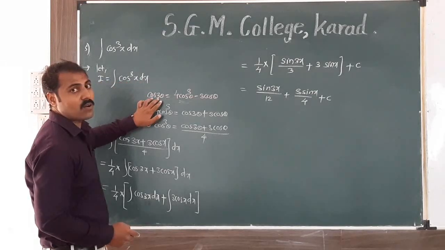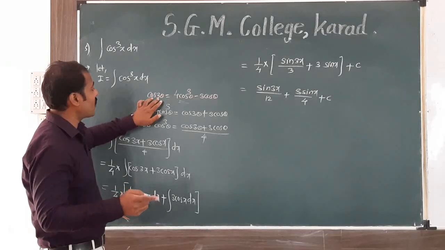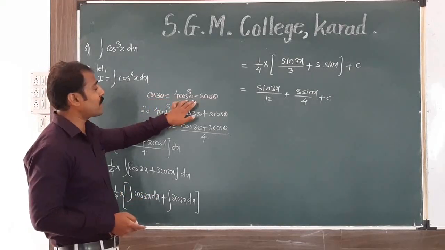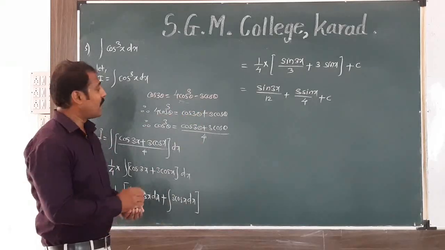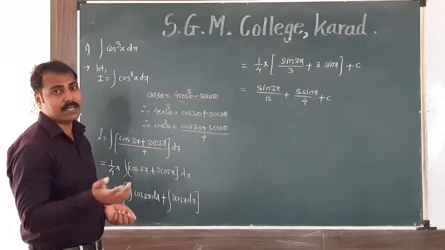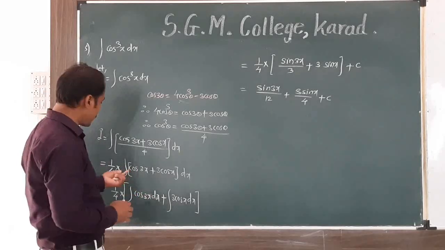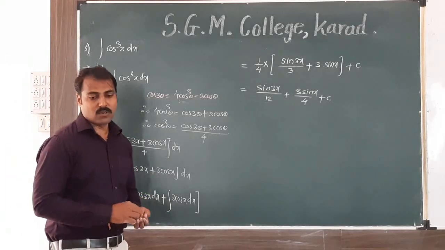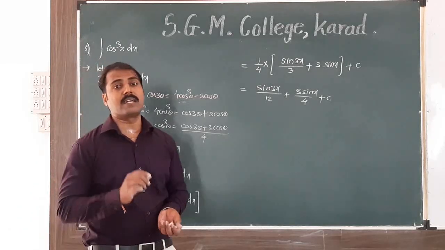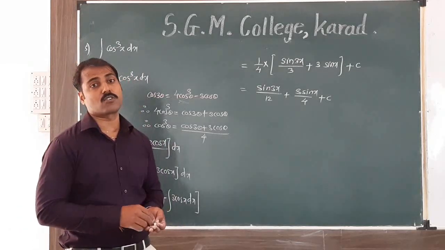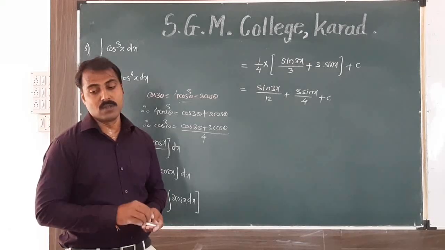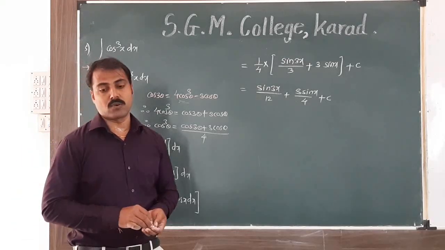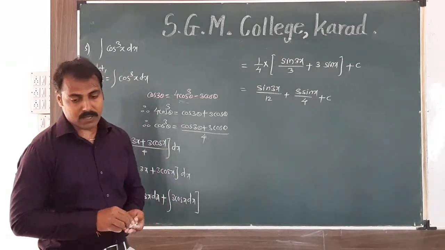Use the formula for sin 3 theta. Sin 3 theta is equal to 3 sin theta minus 4 sin cube theta. Obtain the value of sin cube theta, and you can find the integration of sin cube x. So while solving the integrations of sin cube x and cos cube x, we use triple angle formulas. Okay, remember this thing.